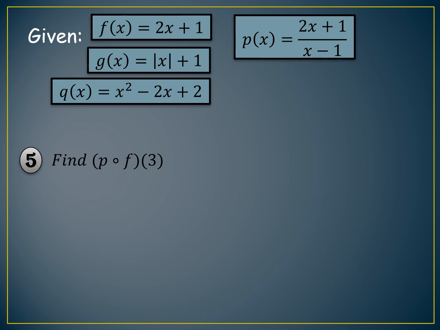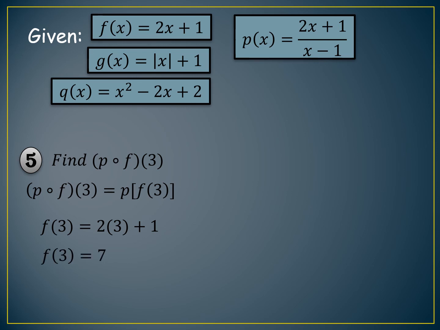Okay, so next, find the composition of P of f of positive 3. So, x again has a value, which is positive 3. So, the equation we will use is P. Then, what we will substitute for x is f of positive 3. So, the first step is to solve for f of positive 3. So, what is f of positive 3? It becomes 2 times x plus 1. So, we replace x with 3. It becomes 2 times 3 plus 1, which is equal to positive 7.